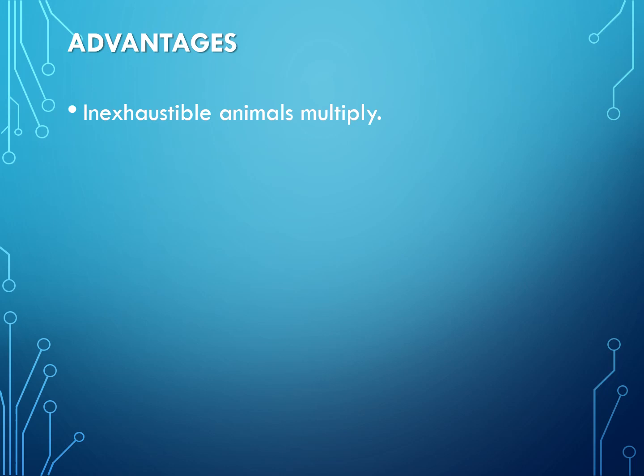But in a normal situation, animals will multiply, and therefore this source of energy is inexhaustible. Two, it is available in all parts of the world. There are animals all over the world. So even if we have not domesticated elephants here, we have donkeys. Where they don't have elephants, they have horses. So it's available in all the other parts of the world.